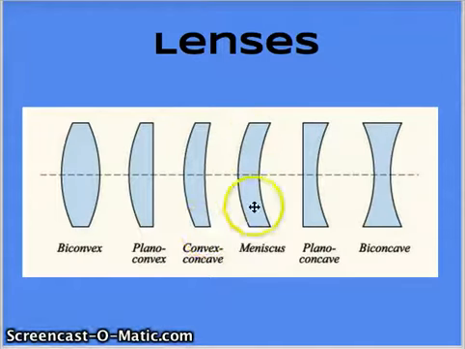This one is known as a meniscus, and we've seen a meniscus before when we've done measurements in graduated cylinders. This lens is a plano-concave. One side is straight, the other side is concave, and here's a biconcave. Both sides are bent inwards.